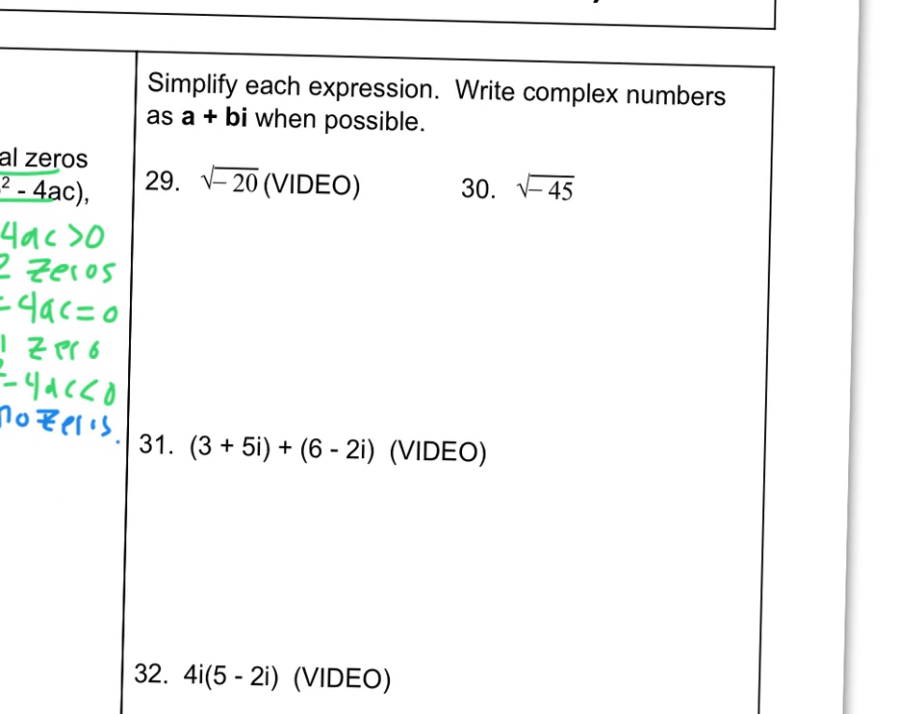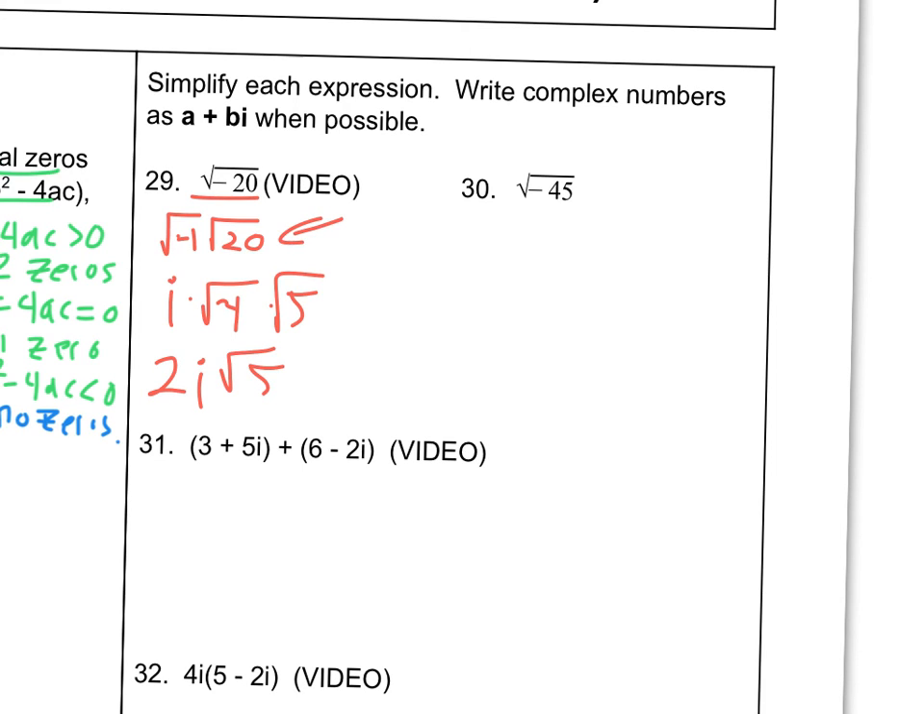Next up, we've got some things involving some complex numbers. I've got the square root of negative 20. We've got to write that as negative 1 times 20. And if you really want to go further, but you don't have to, you could write 20 as 4 times 5. And when you do that, the square root of 4 is 2. So you can write this as 2i square root of 5. But it's also okay to go here and write this as i square root of 20. I'd be okay with that.